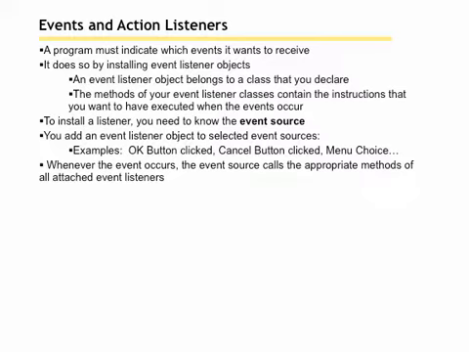So an event listener object belongs to a class that you declare. So you're going to create a class for this. The methods of your event listener class contain the instructions that you want to have executed when the events occur. So the listener is like, okay, I'm going to respond to this event, and then you have to write the code in there that says exactly what you do when that event occurs.